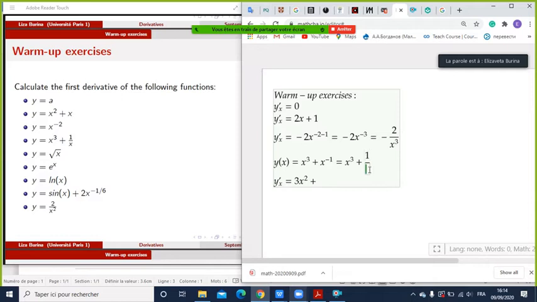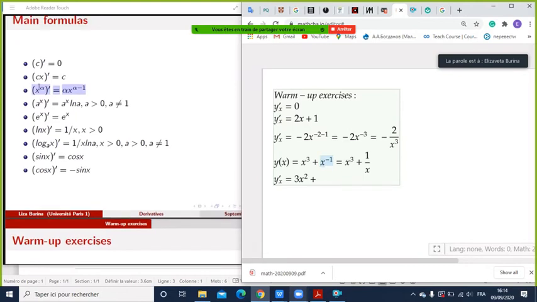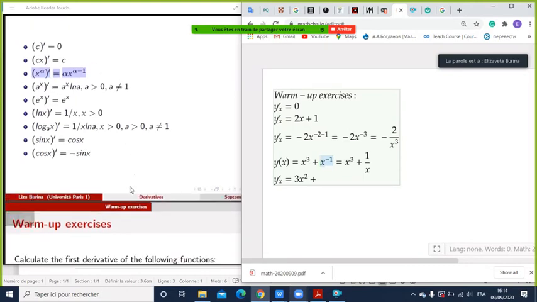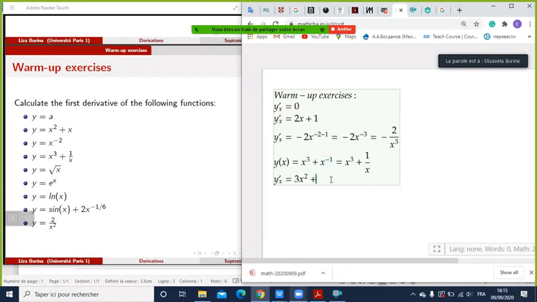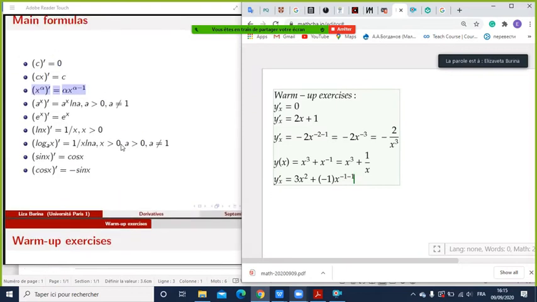Why? Because you know how to take a derivative if we have x to the power of something. This formula, the most used. So we're going to have here minus 1 times x to the power of minus 1 minus 1, right? Because we just do the formula. We follow it. We were supposed to subtract 1, we're subtracting 1. Okay, that's going to be 3x squared minus x to the power of minus 2.